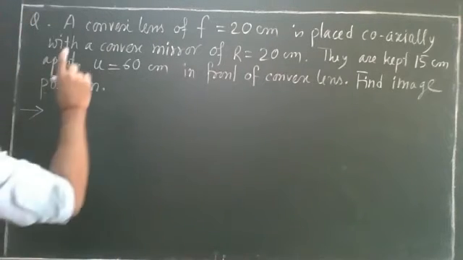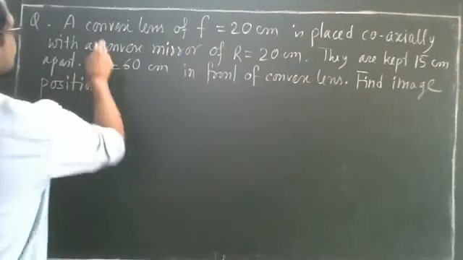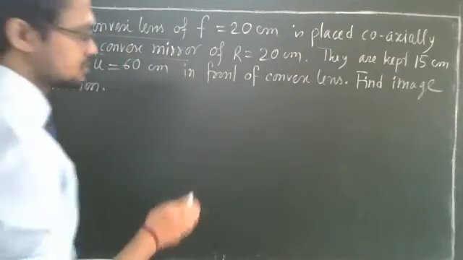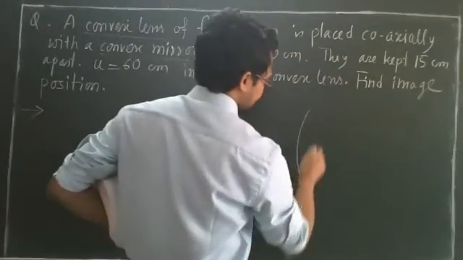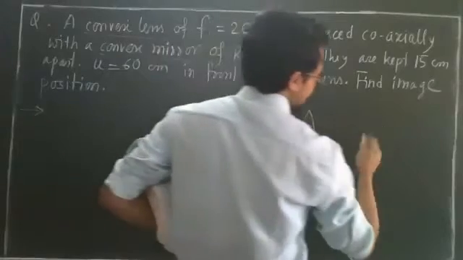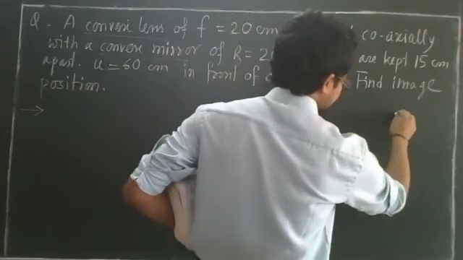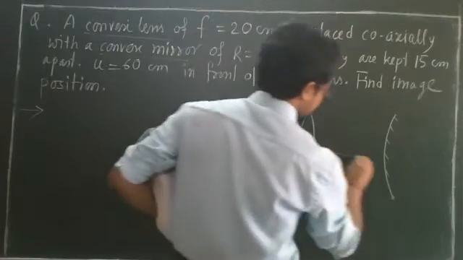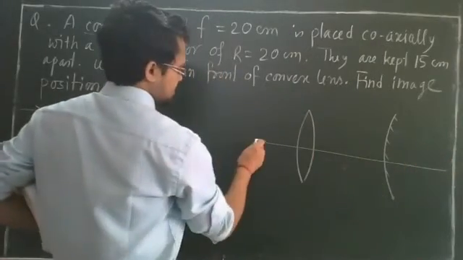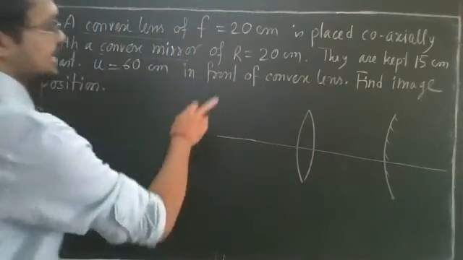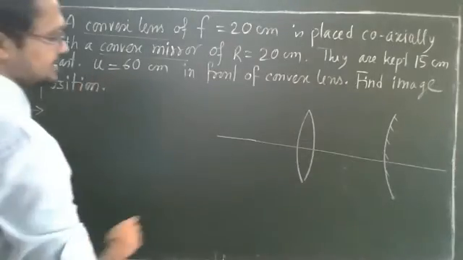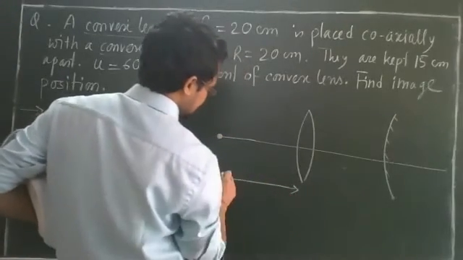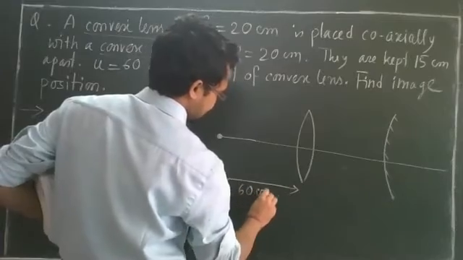So here it is lens mirror combination. Which kind of lens? Convex. Which kind of mirror? Convex. So first draw the diagram. Convex lens, then convex mirror. Principal axis. Now the object is placed at a distance of 60 centimeter. So suppose the object is here. So this is 60 centimeter.